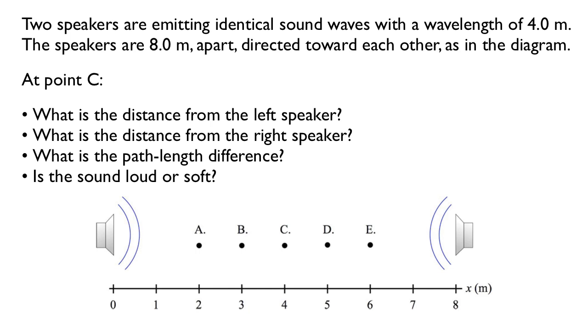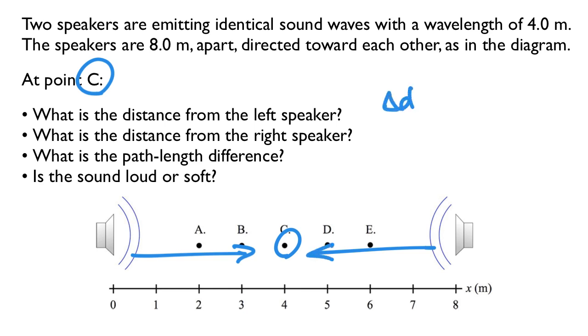And now if we look at point C, clearly it's 4 meters from the left speaker, it's 4 meters from the right speaker, so the path length difference is 0, and so the two waves will exactly overlap. Crests meet crests, troughs meet troughs. This will be a loud spot. We're going to do a lot of stuff like that in the second semester when we're going to be concerned with light waves, and this is a much more important phenomenon when you're talking about light waves.